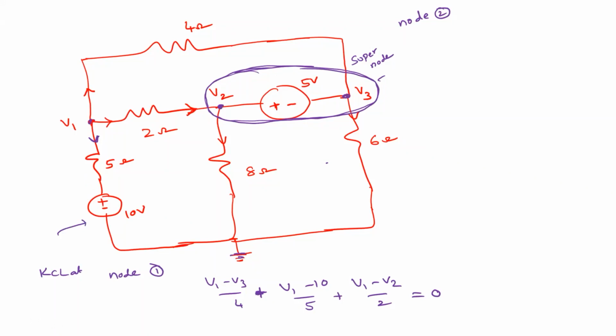So what is the next step is, we will apply KCL at super node. Here also we assume that V1, V2 retains same. So how many elements are connected to the super node?